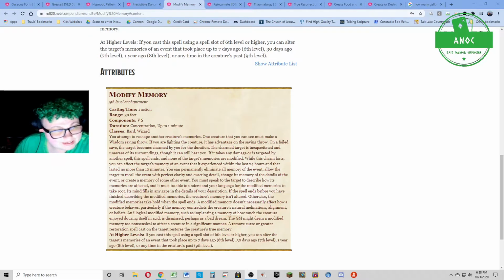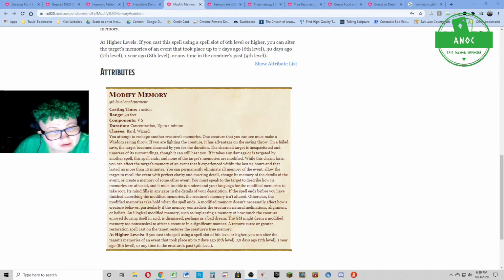On a failed save, the target becomes charmed by you for the duration. The charmed target is incapacitated and unaware of its surroundings, though it can still hear you. If it takes any damage or is targeted by another spell, the spell ends, and none of the memories are modified. While this charm lasts, you can affect the target's memory of any event that it experienced within the last 24 hours, and that lasts no more than 10 minutes.